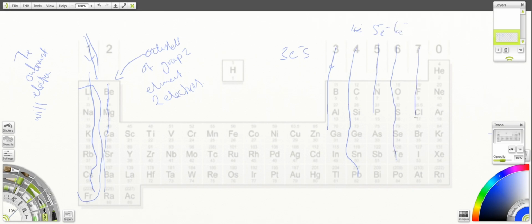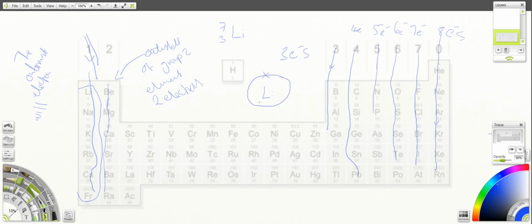In group 7, you're going to have 7 electrons in the outer shell. In group 0, also known as group 8, you're going to have 8 electrons in the outer shell. So what does this mean? Let's take lithium again. Lithium is 7 and 3, right? It's in group 1. I'm going to draw lithium as an electronic structure.